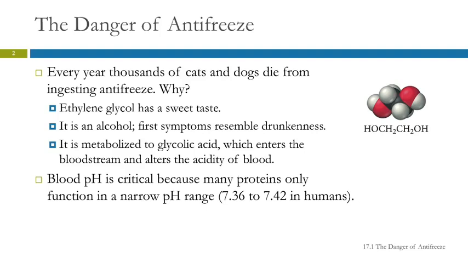So your blood is within 7.36 and 7.42 in pH. It's a very narrow range. So this is a space filling model of ethylene glycol, and the formula underneath. And it's actually a dialcohol. It's got an OH. Well, you can look for yourself. It's got an OH at each end. Each of those are alcohol groups.